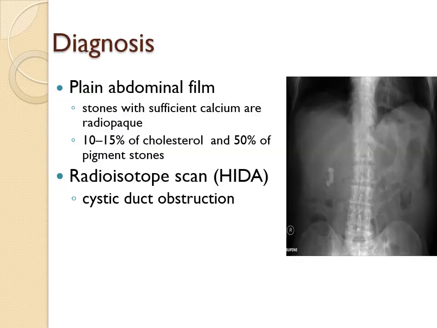Another imaging modality that can be used to diagnose gallstones is your plain abdominal film. Stones with sufficient calcium are radio-opaque on your X-ray film. When we say radio-opaque, they appear as white on your X-ray. This can be seen in 10 to 15% of cholesterol and 50% of pigment stones. Another is your radioisotope scan or HIDA scan, which is rarely used today, but it is useful to detect cystic duct obstruction.